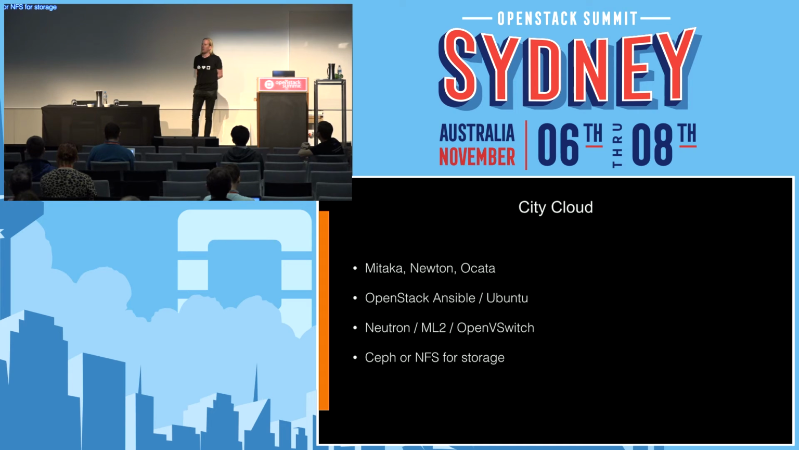And we're using OpenStack Ansible to deploy all those environments and use Ubuntu as the operating system of choice. We also do have some environments that are built on CentOS, but we're trying to get everything into the same kind of environment now. We use Neutron, ML2, and Open vSwitch for networking, and Ceph or NFS for storage. Usually nowadays Ceph, but we still have some legacy NFS-based storage systems.